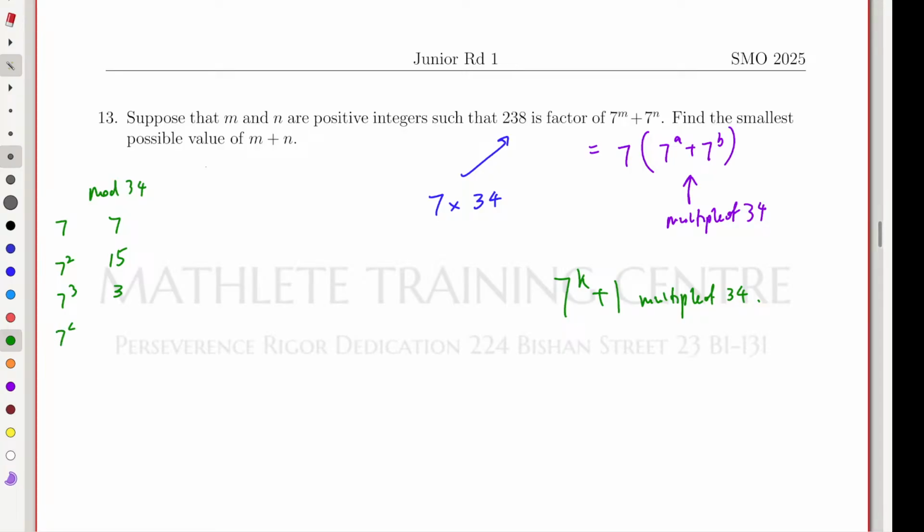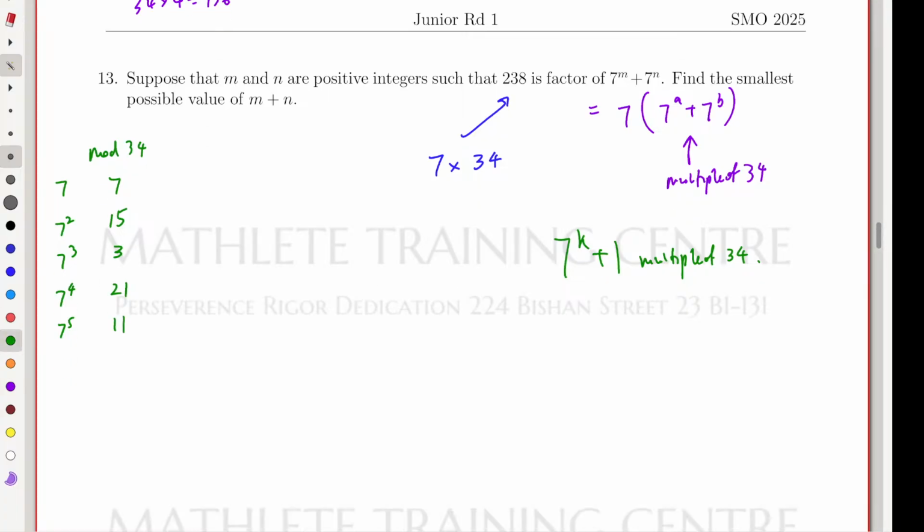Then let's multiply by another 7 again. That's going to give you 21. Multiply by another 7 again. That's going to give you 147. So this time, let's do some calculations. 34 times 4 is equal to 136, right? 147 minus 136 is equal to 11. Okay, and then we can continue on the process.